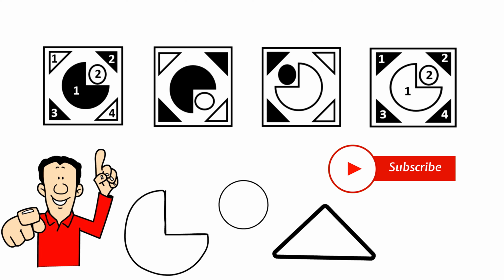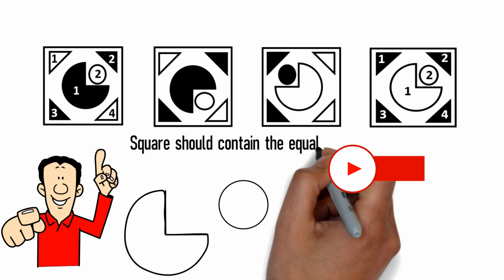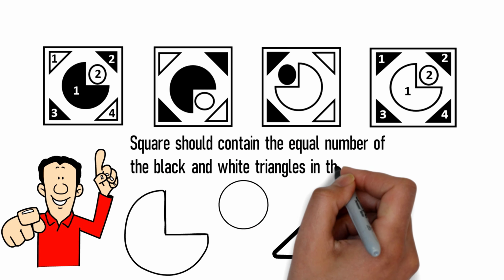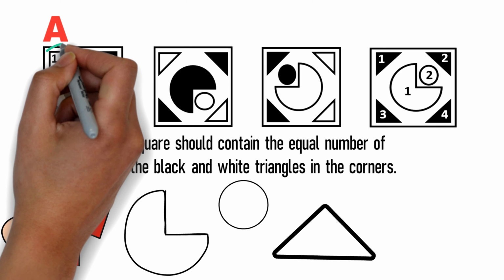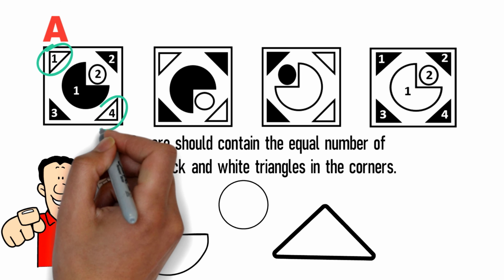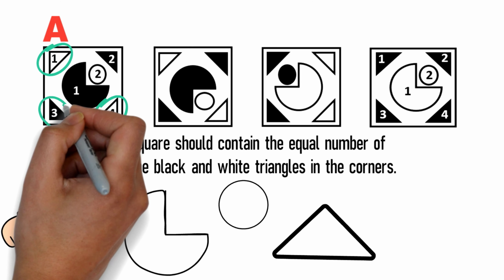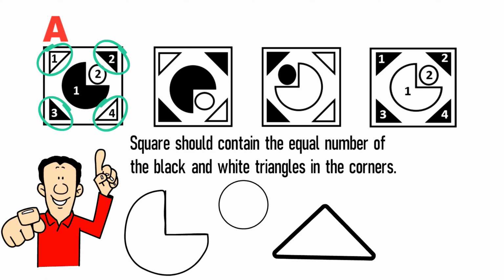In this particular case, the pattern is that the square should contain an equal number of black and white triangles in the corners. Triangles in square A are positioned diagonally across from each other. White triangles are located in the upper left corner and in the bottom right corner, and black triangles are located in the bottom left corner and in the upper right corner. You can see that the same pattern exists in shape B, 2 white triangles and then 2 black triangles, and in shape C, 2 black triangles on the left and 2 white triangles on the right. But if we look at choice D, you see that there are 4 black triangles in the corners.